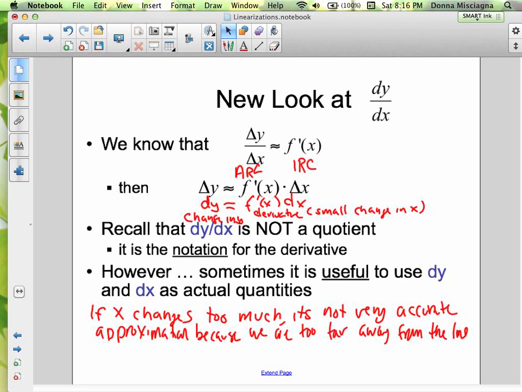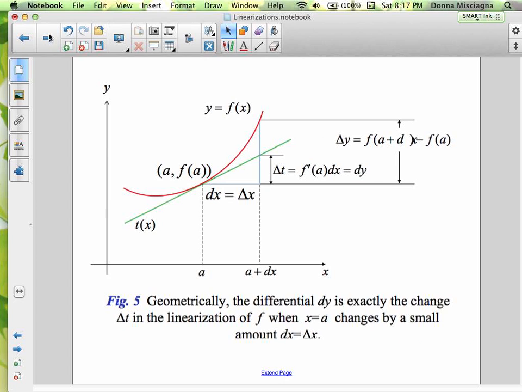Recall that dy dx is not a quotient. It's the notation for the derivative. However, sometimes it's useful to use dy and dx as actual quantities, and this is one of those. We are going to be looking for change in y's given small changes in x. How much will y change? So if x changes too much, it's not a very accurate approximation because we are too far away from the line. A lot of this is in your notes, but if anything is not, just add that to your notes. So we want to stay as close as possible to our point of tangency. We want a small change in x. Otherwise, who wants a not very accurate approximation method?